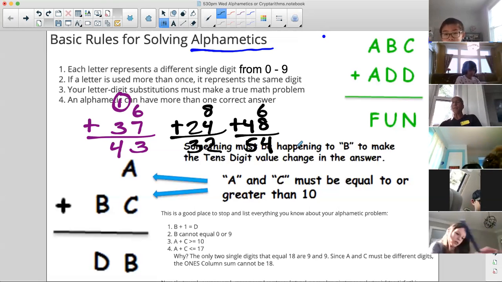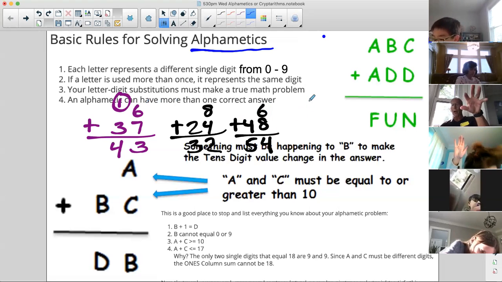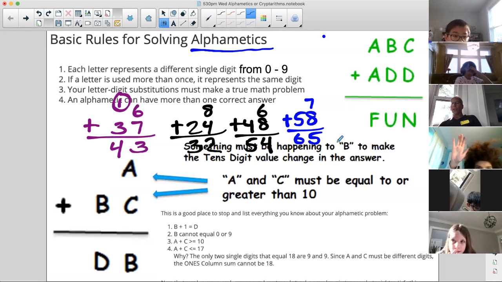Who has another? Rafa, are you working this? Go for it. I found a solution. A could be 7. No, you have to give it. Okay, let me repeat. 7 plus 58 equals 65. And that is another beautiful solution.